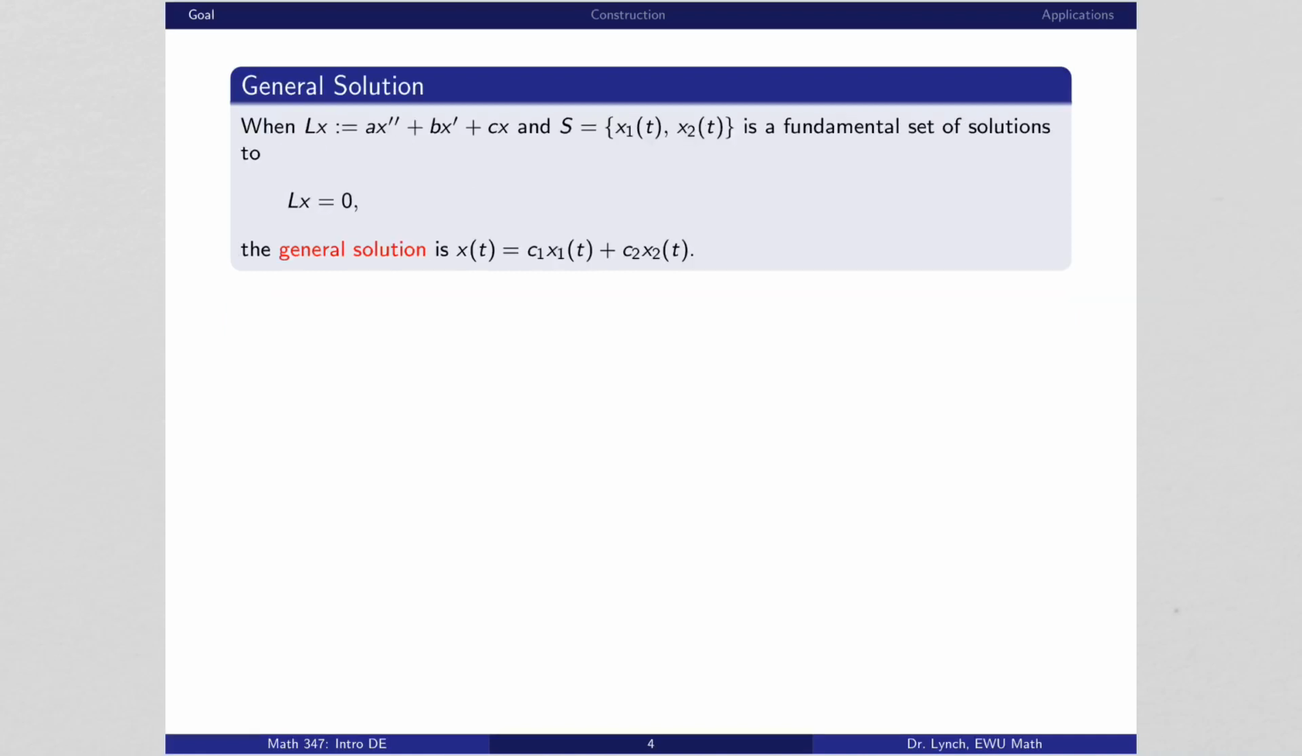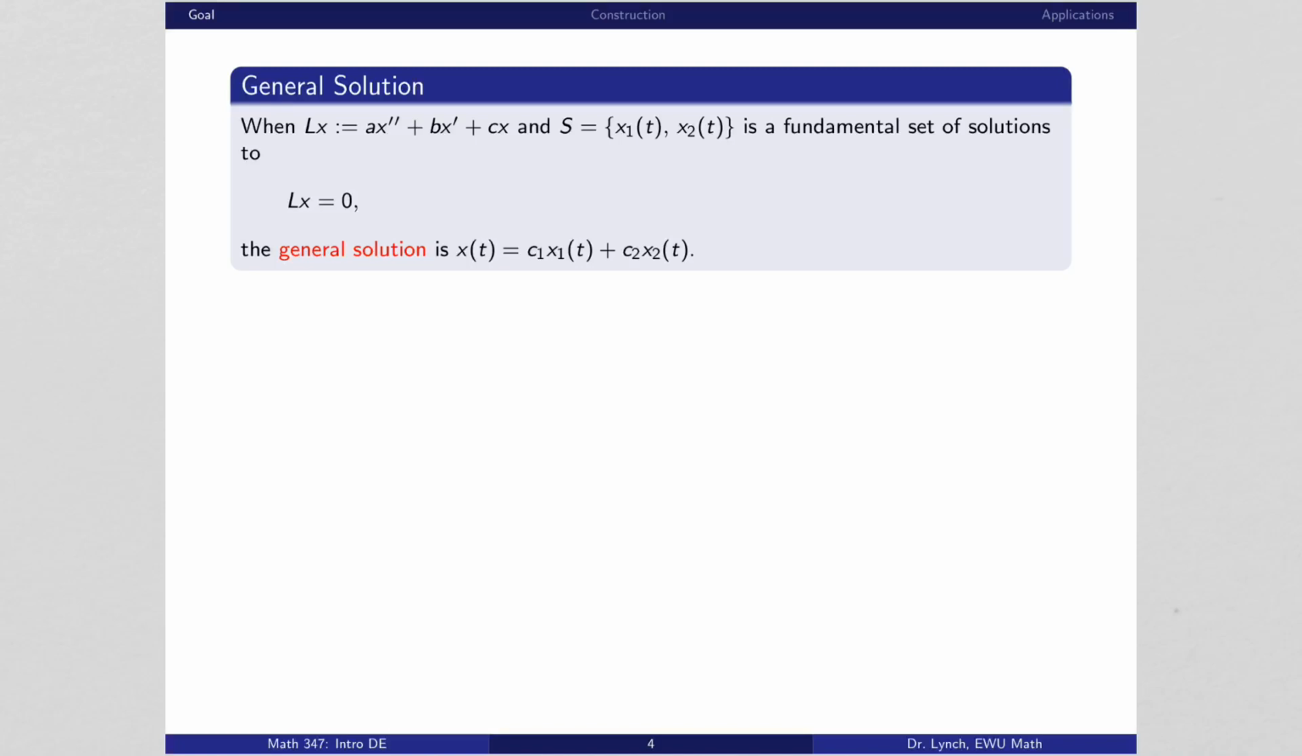So the general solution of our homogeneous constant coefficient differential equation is just given by a linear combination of two linearly independent solutions from a fundamental set of solutions.